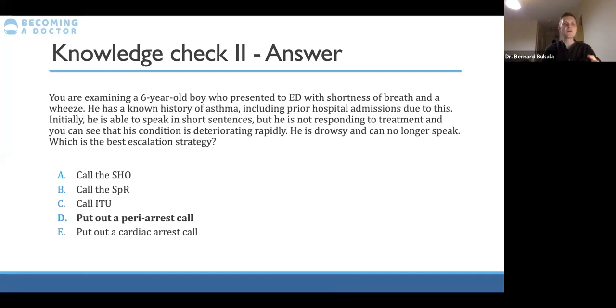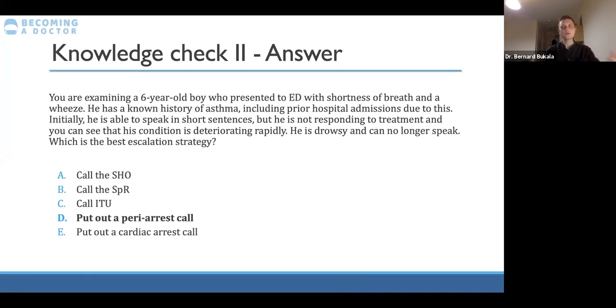So calling the SHO, it's not going to help us that much because the patient is really unwell and we're already giving treatment and the treatment is not working. So the SHO might not be able to help us very much. Now, the registrar needs to be aware of this patient and probably in real situation would be aware of this patient. But again, here, as we are already giving the treatment that needs to be given as per guidelines, the registrar might not be able to help as much.